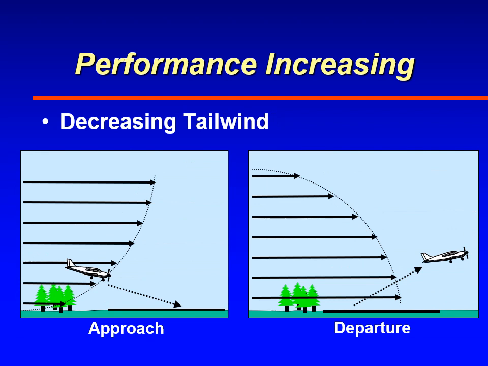Performance increasing shears can also be experienced with a tailwind, specifically a decreasing tailwind. So as an aircraft approaches the ground, the tailwind decreases, giving the aircraft better performance. Likewise, as an aircraft climbs and the tailwind decreases, the aircraft will also experience better performance.